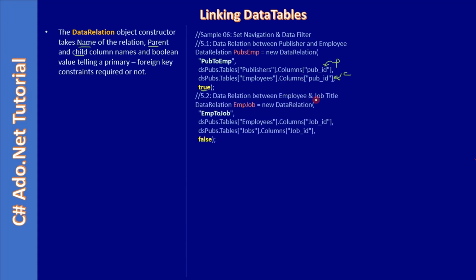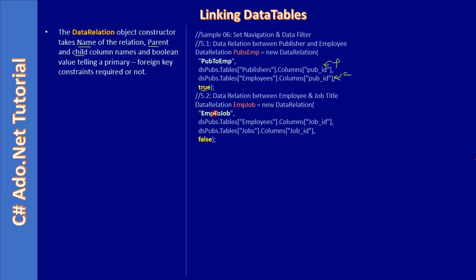Here if you see, we are creating one more data relation, and we are naming it emp to job. So this is publisher to employee navigation, right? From the publisher table we wish to navigate to the employee table. So that's why we gave publisher as the primary key and employee as a child key or a foreign key.